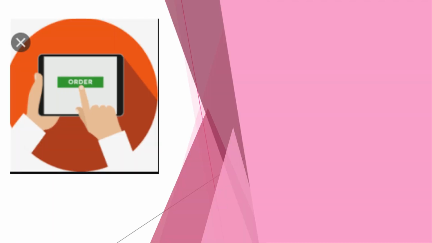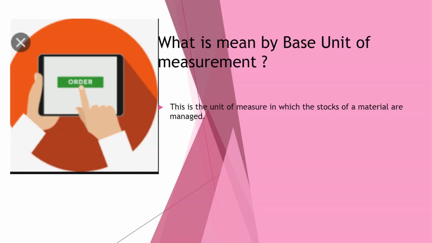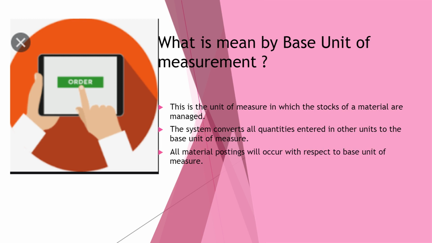What is meant by base unit of measurement? This is the unit of measure in which the stocks of a material are managed. The system converts all quantities entered in other units to the base unit of measure. All material postings will occur with respect to the base unit of measure.